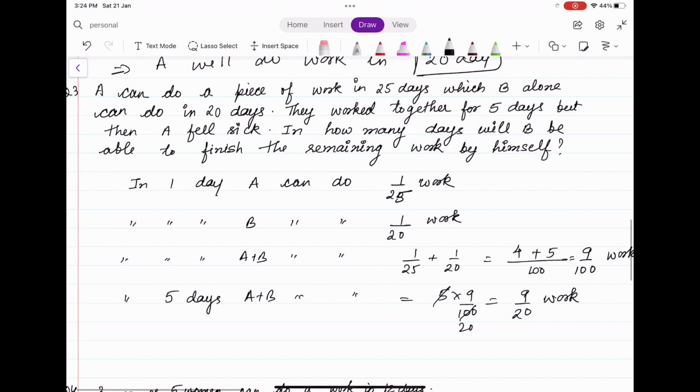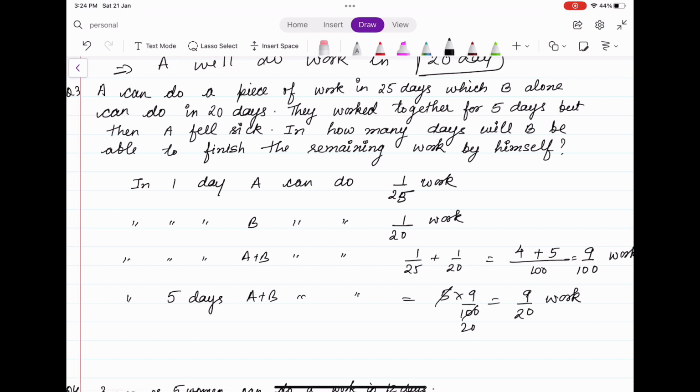But then A fell sick. After 5 days, A is out of the picture. Now this remaining work, 9 by 20 वर्क हो गया. जो बचा हुआ काम है वो एक B को अलोन करना है. तो काम बचा कितना है पहले कैलकुलेट करेंगे. Remaining work is 1 minus 9 by 20, that is 20 minus 9 by 20, that is 11 by 20.